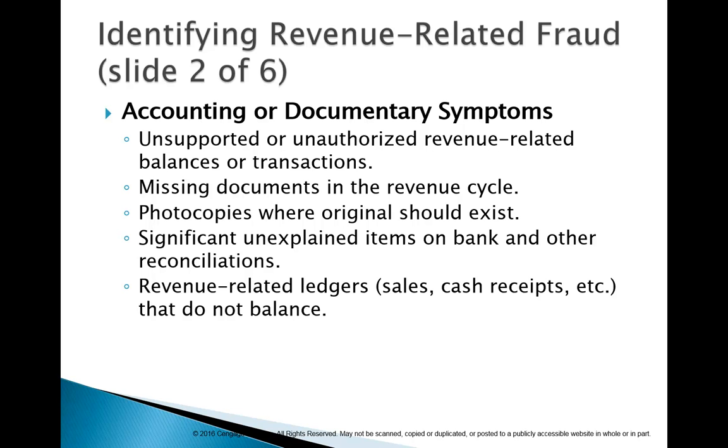So, revenue-related ledgers that don't balance. You have a sales ledger that doesn't tie to the GL. It may be that they recorded all their sales in the sales journal, but then they made some manual journal entries outside the revenue invoicing process. They created additional sales, and now the sales ledger doesn't actually match the general ledger when it comes to revenue. When you see situations like that, you also have to consider that maybe fraud is a possibility.